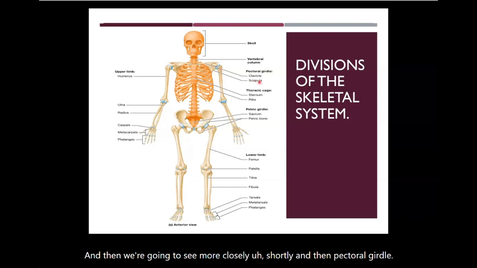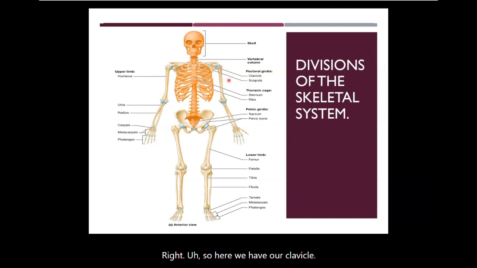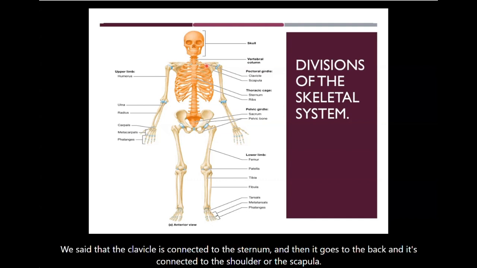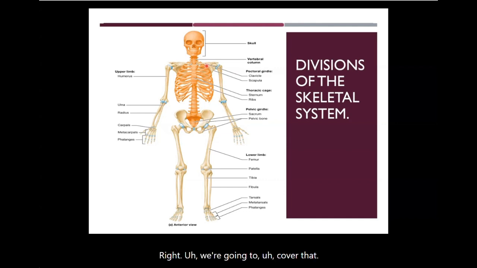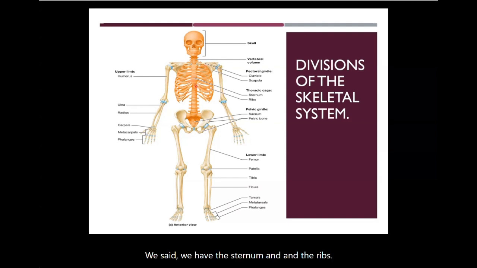And then the pectoral girdle, everyone, is the area where we have our shoulder, our scapula, our shoulder blade, right? So here we have our clavicle. What's the clavicle? The collarbone, right? We said that the clavicle is connected to the sternum, and then it goes to the back and connects to the shoulder, the scapula. We're going to cover that. The shoulder blades are the scapula. And in the thoracic cage, we said we have the sternum and the ribs.